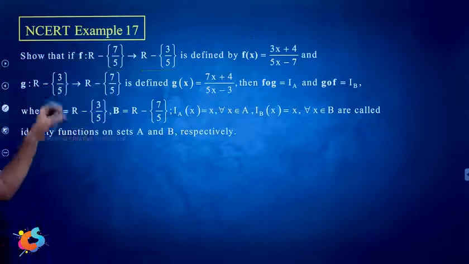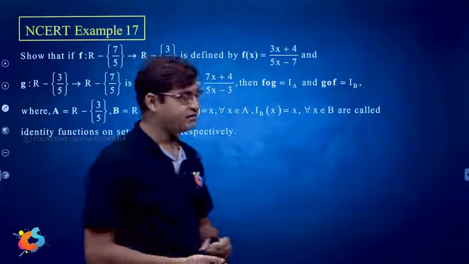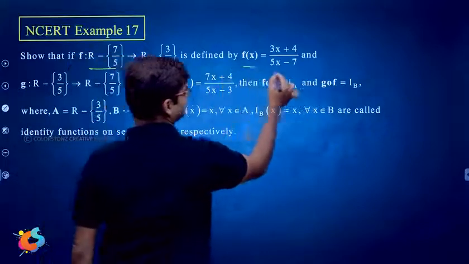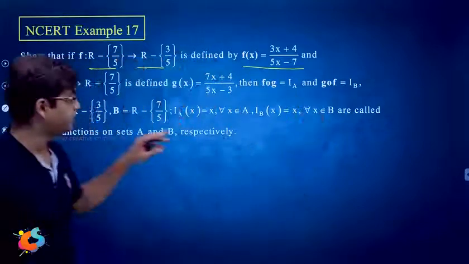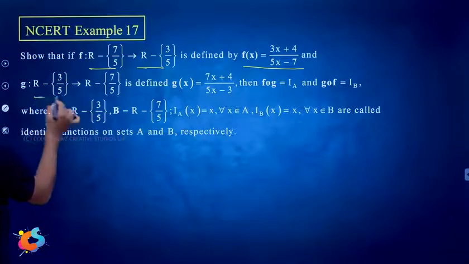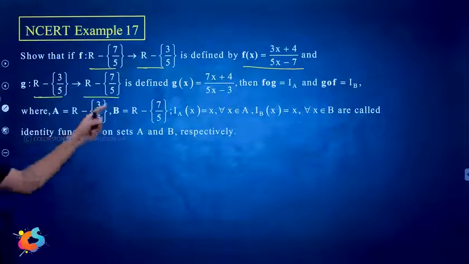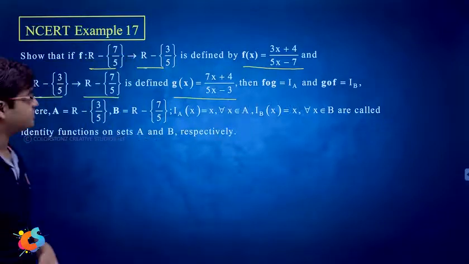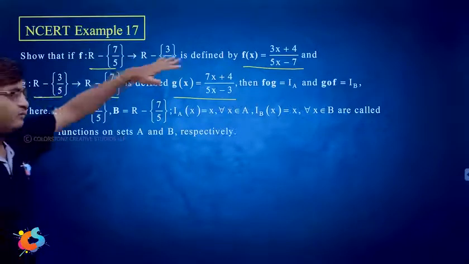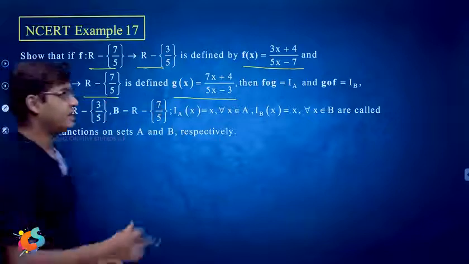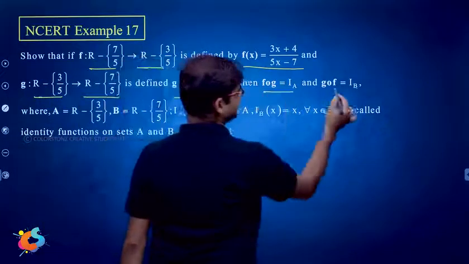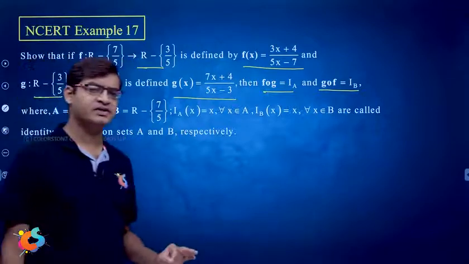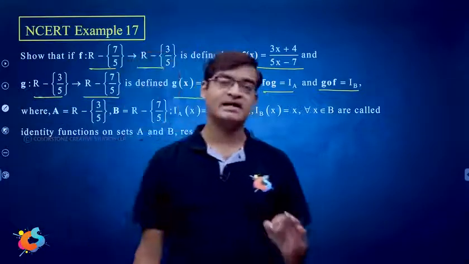So show that if f is a function which is mapping from this set to this set, defined by f of x is equal to something, and g is a function which is mapping from this set to this set, defined by g of x is equal to 7x plus 4 by 5x minus 3. Show that if f is this and g is this, then f circle g is IA and g circle f is IB. Just before, we have discussed what IA and IB are.